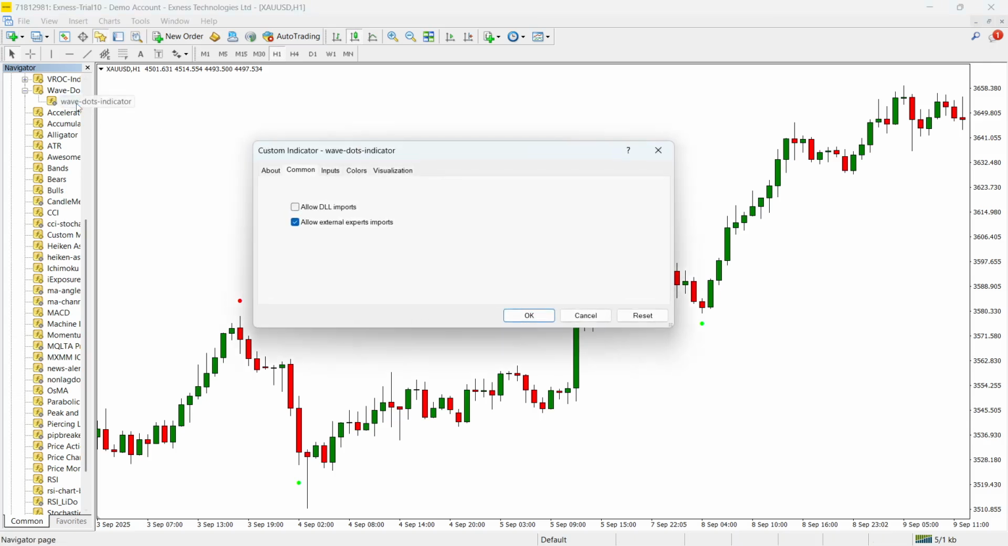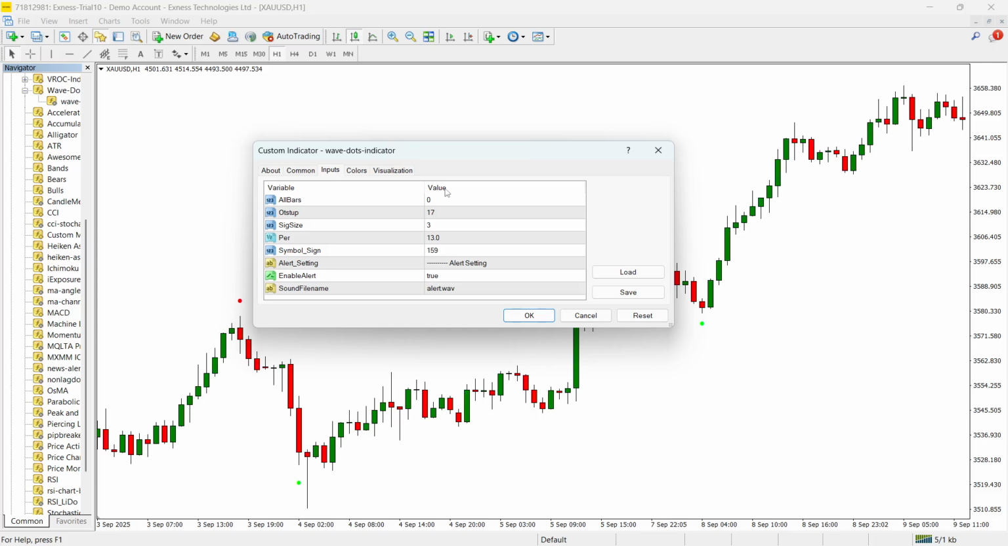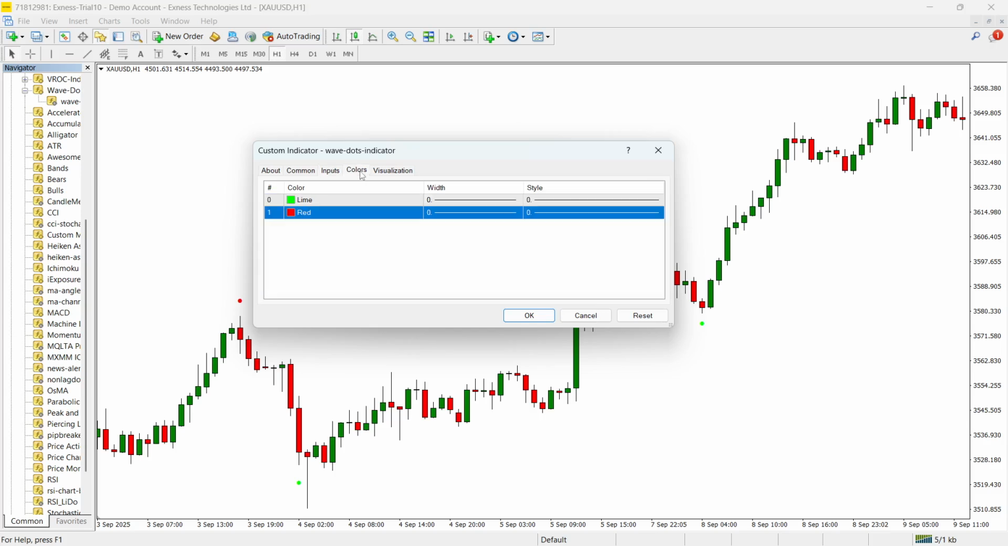As for the indicator settings, let's look at the customizable parameters. Okay, so here we have the all bars, we have the size, symbol sign, and we have alert settings as well. We can enable alerts. We can choose the alert sound file name. You can also customize the colors for the dots that appear so they fit in perfectly or stand out clearly on our underlying MT4 chart theme.